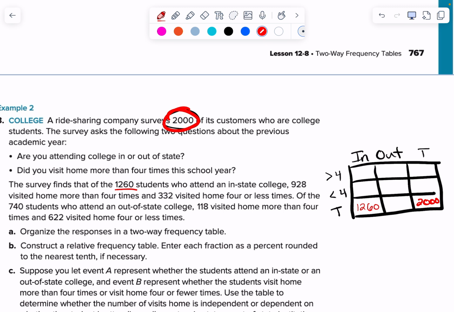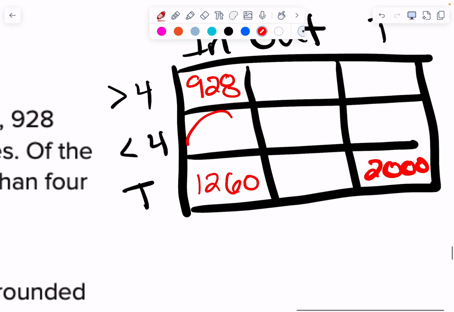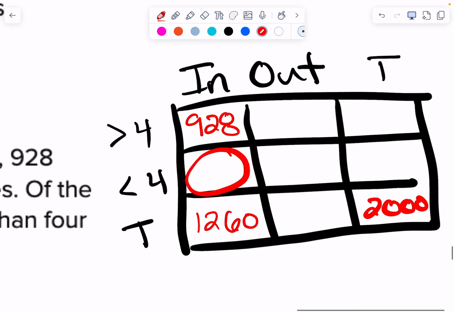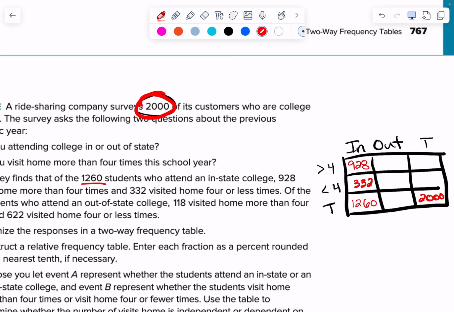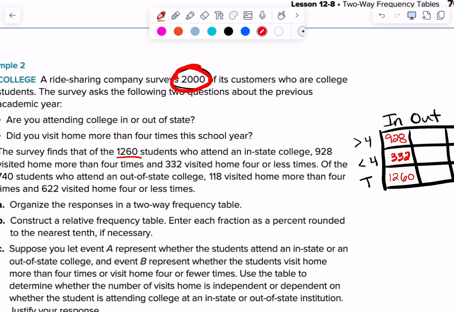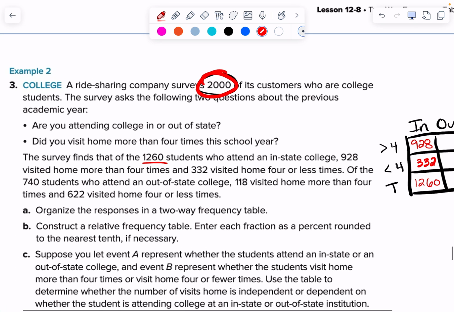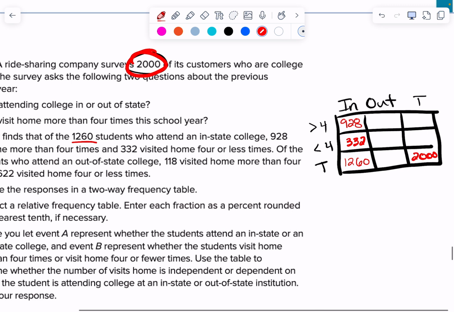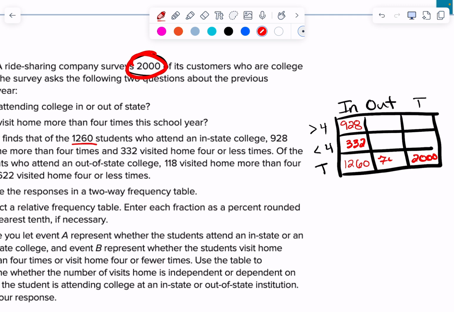928 of those visited home more than 4 times. Where does 928 go? The top left. 928 goes there. Can we figure out what this one is? How? Subtraction. 332 visited home less than 4 times. Of the 740 students who are out of state college, where does 740 go? Total out. Total bottom 740.